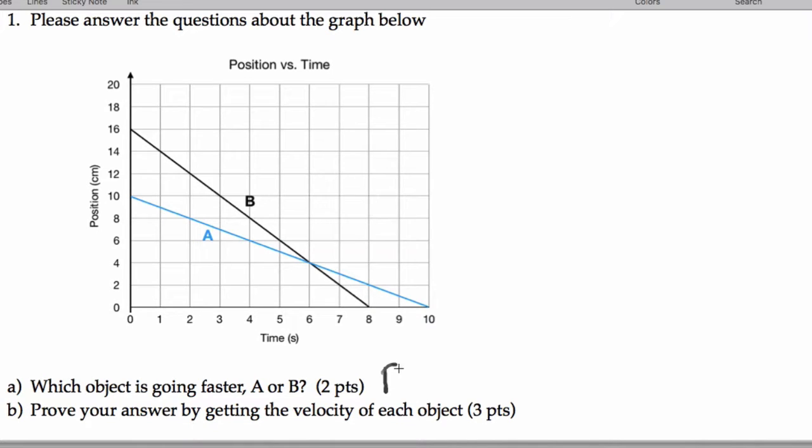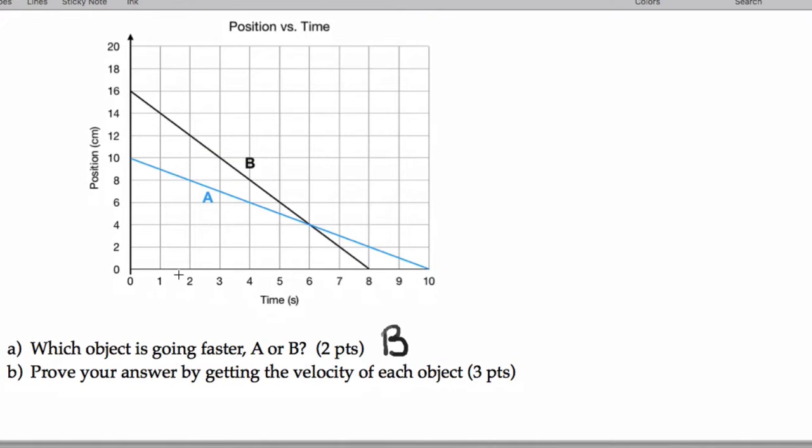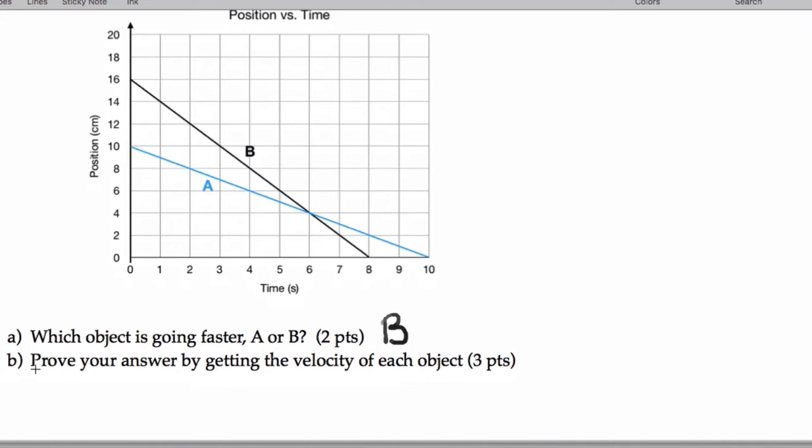And that is clearly object B, since the velocity is faster, and we know that because the slope of the position versus time graph is steeper. So we're going to prove that answer by getting the velocity of each object.